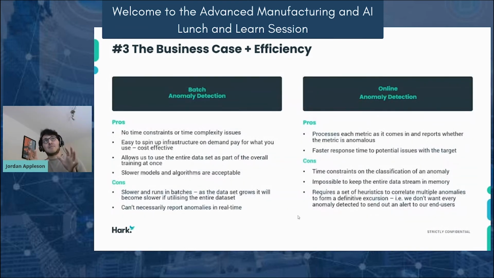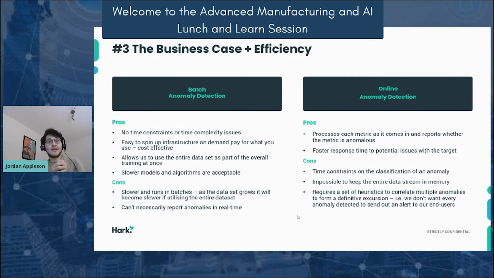Last but not least, I'm going to talk about batch anomaly detection versus online anomaly detection. Batch anomaly detection, i.e. take all the data, run something on a batch, maybe at the end of the day, and then output all the anomalies. Pros: there aren't really any time constraints as long as it's processed within a fixed amount of time, maybe overnight. It's easy to spin up infrastructure in the cloud and pay for what you use, calculate some anomalies based on what I've seen in the past day. And it allows us to use the entire data set. Slower models and slower algorithms are acceptable here.